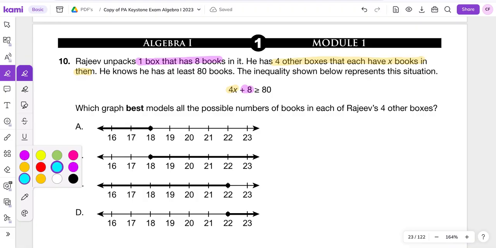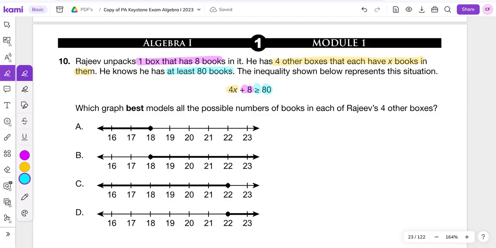The inequality said at least 80 books. If we think of the amusement park situation and the roller coaster, you need to be at least this tall to ride the ride, which means greater than or equal to, specifically 80. So now a good first step here is going to be to solve for x.